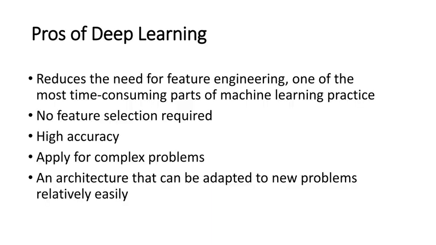What are the pros of deep learning? It's basically reducing the feature engineering, which is the most time-consuming part. No feature selection is required, therefore, and it has pretty high accuracy. You can apply it to very complex problems, and the architecture you can adapt to new problems.